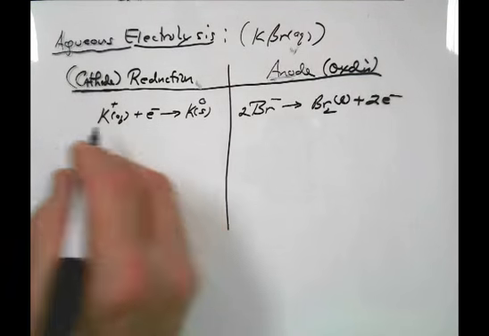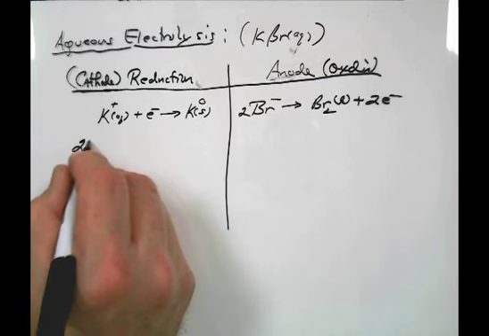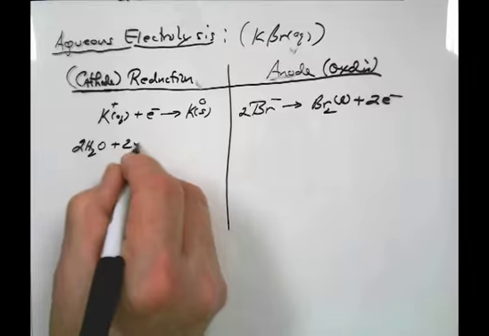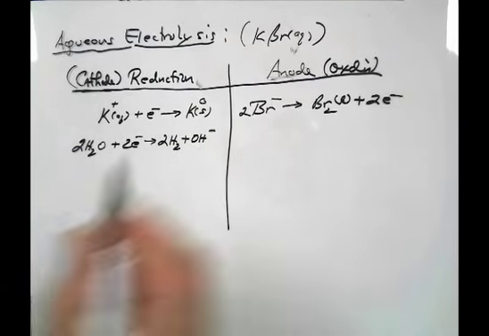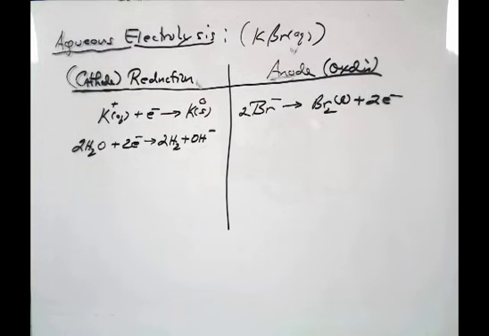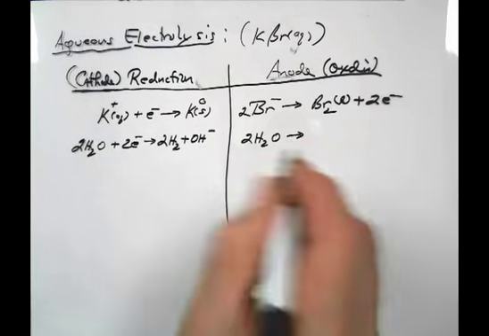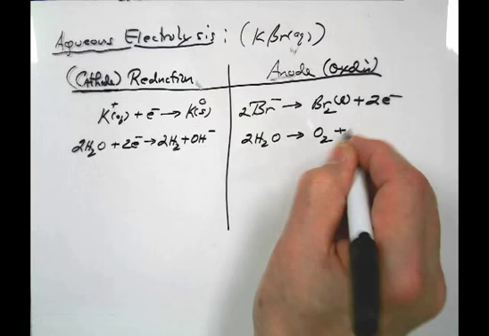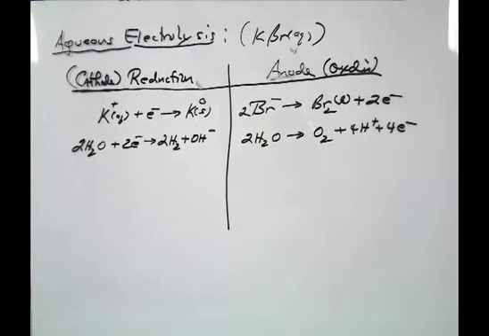But they're in competition with water reduction and water oxidation. Water reduction reaction is this, where water picks up a couple of electrons and produces hydrogen gas and hydroxide. Oxidation of water produces O2 plus 4 H+ plus 4 electrons. Those are the half reactions.